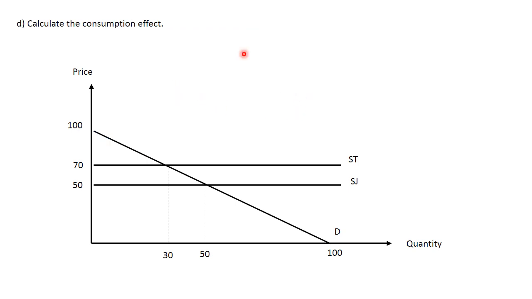Okay, question D, calculate the consumption effect. Remember what you have learned in the previous video, the consumption effect is this area. The red area is our consumption effect. How to calculate the consumption effect? 1 over 2 times (50 minus 30) times (70 minus 50), and then you will get 200.